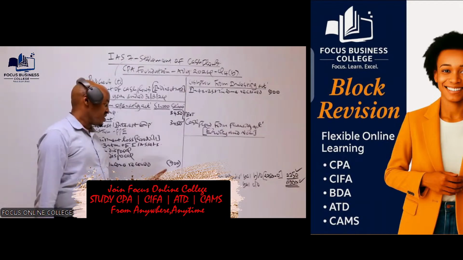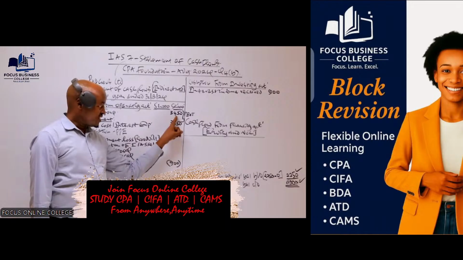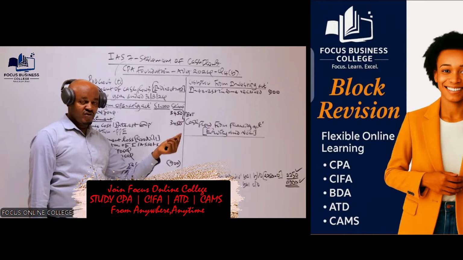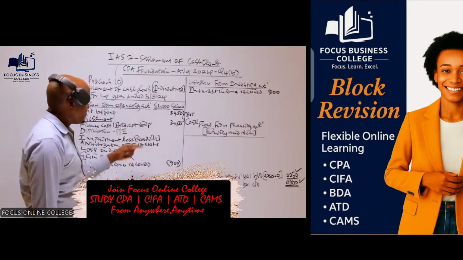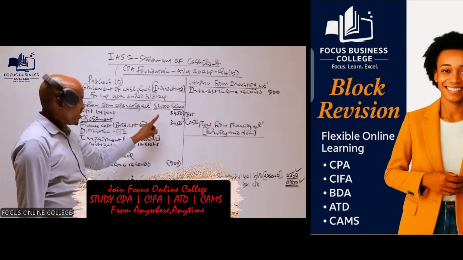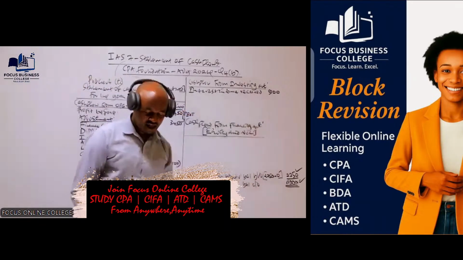But here we're recording it as a negative. Why? Because we want to eliminate it from this profit. It is included there, but it's not income from operating activity. So you deduct it here and then you bring it there. That is the first item.